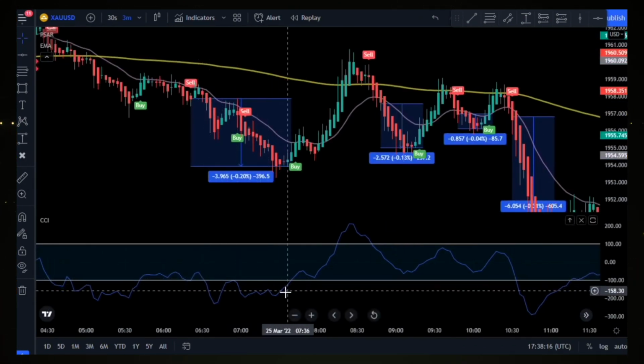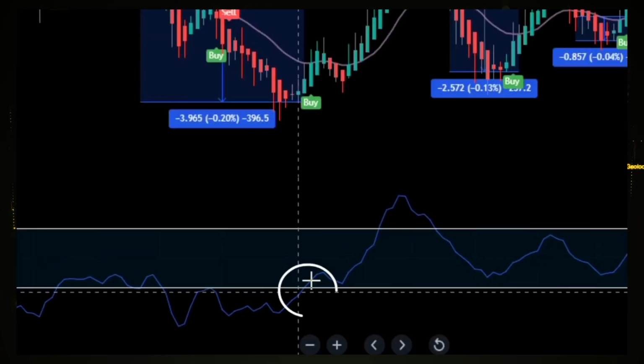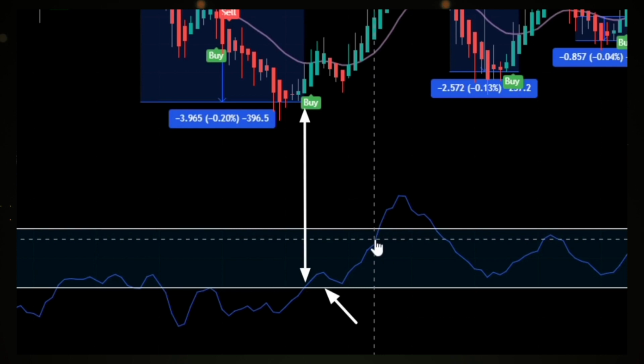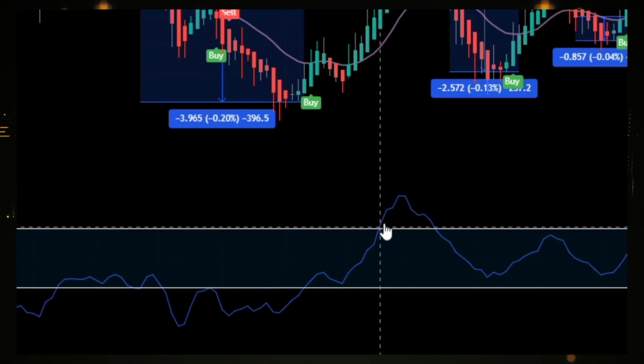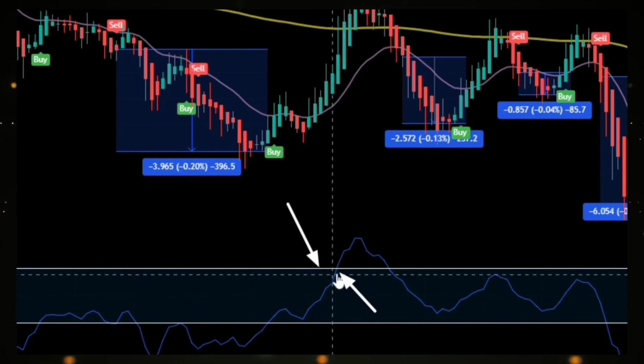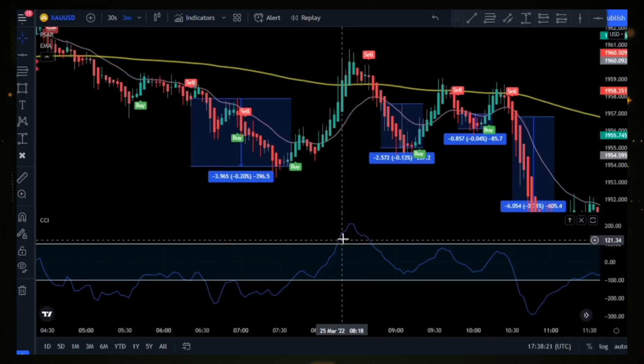Let's also go through how to get a purchase signal using CCI. When the blue CCI line passes the white horizontal line upwards, a purchase signal is sent. It also gives the second type of purchase signal when it crosses the top horizontal line upwards.